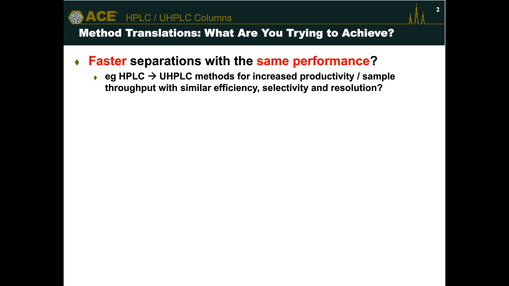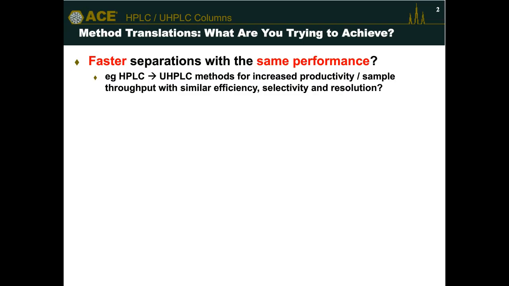If we can do things more quickly, but with the same performance, then we can have lots of benefits in terms of productivity compared with the original method. So one reason we might want to translate our method is to speed things up and increase productivity.